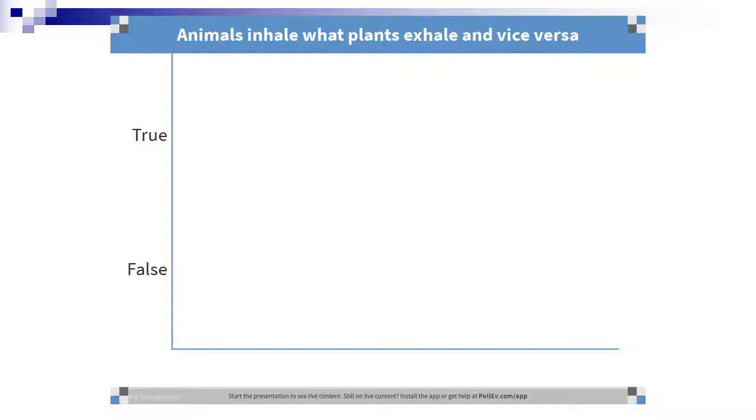All right, quick question for you. Animals inhale what plants exhale and vice versa. What I was looking for in this one is true. So the plants are going to inhale carbon dioxide, we exhale carbon dioxide. The plants need the carbon dioxide and they get rid of oxygen, which again the animals need.